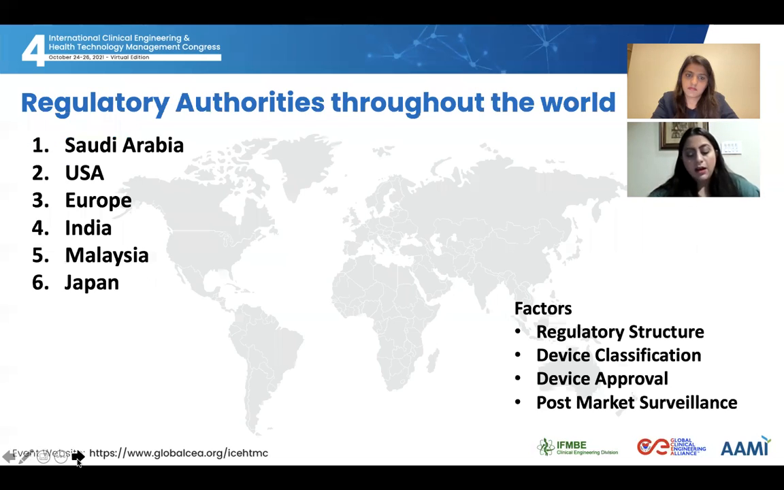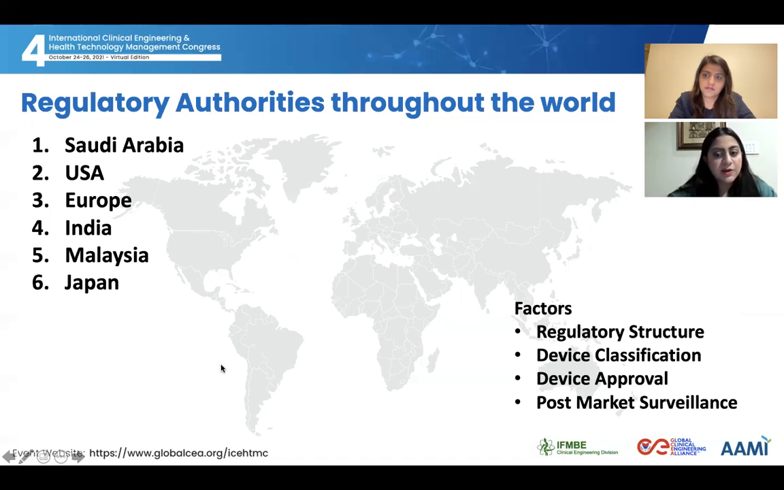Next slide. Today, we'll be discussing the regulatory structures for Saudi Arabia, USA, Europe, India, Malaysia, and Japan in terms of their regulatory structure, device classification, device approval, and post-market surveillance. We will be starting with Pakistan.